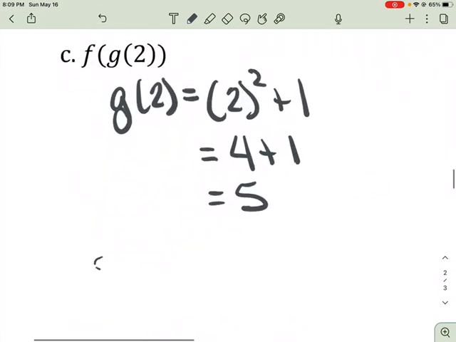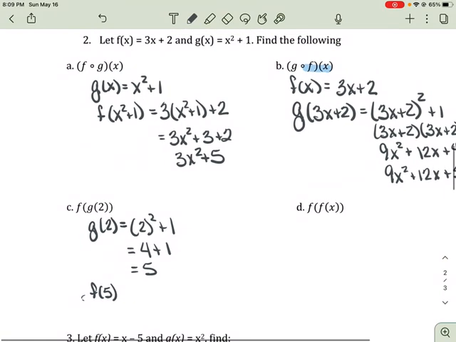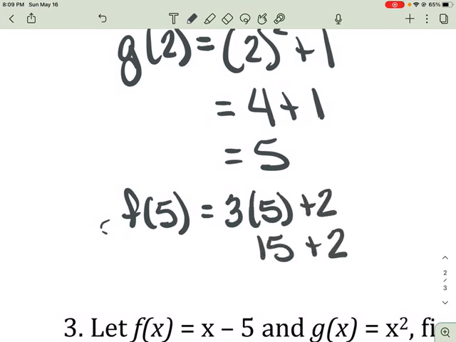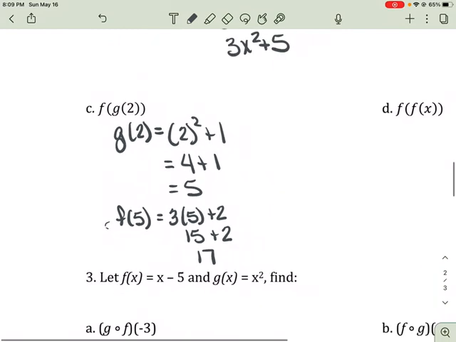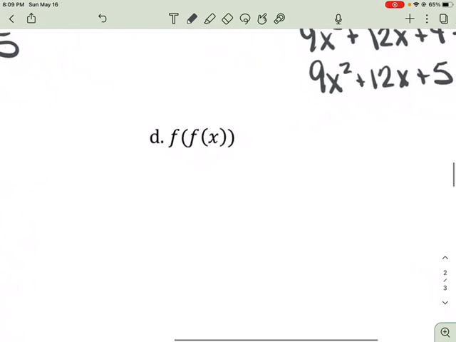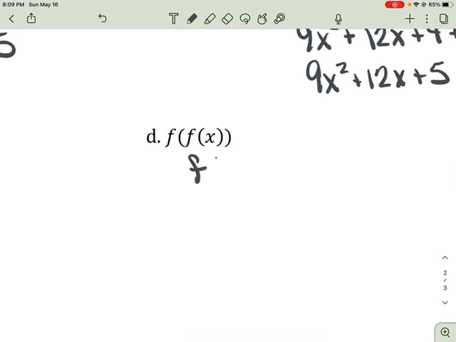And now we're going to find f of 5. So that's 3 times 5 plus 2. So that's 15 plus 2, or 17. So there's your answer. Okay, so let's try this one.